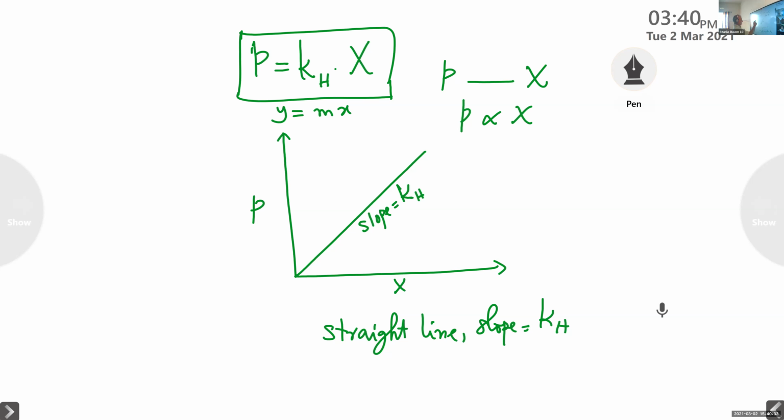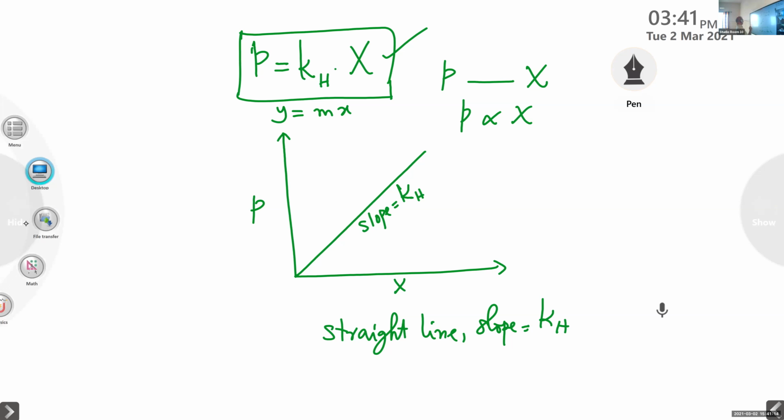Now, this is the graphical representation. For the examination, you will be given a graph like this, and you will be asked to find out the slope, or the Henry's constant. Henry's constant is the slope. Kh is equal to the slope of the straight line. So this is the graphical representation of Henry's law.